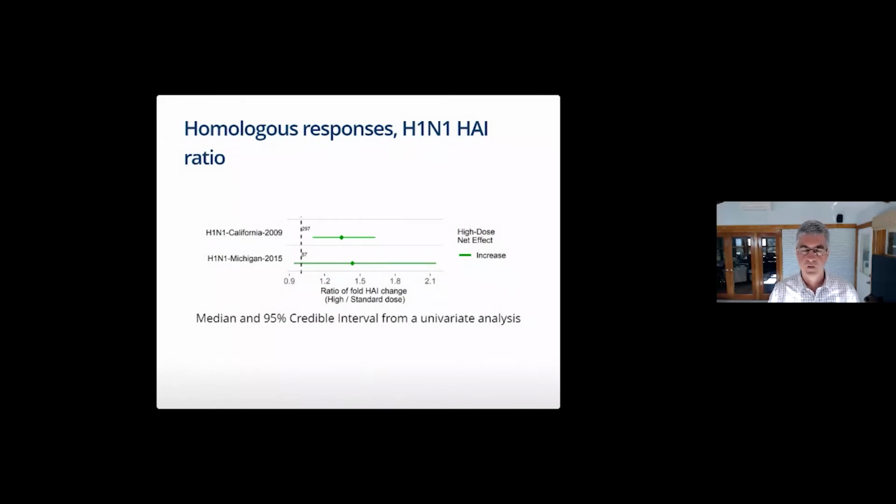So here's an example of the kind of analysis we did. During those years, there were 2 different H1N1 strains in the vaccine, the California 09 and the Michigan 15. And what you see here is the fold change for those that got the high dose and those that got the standard dose, and then the ratio of the 2. So basically, if the high dose vaccine did not induce any better immune response than the standard dose, then the ratio would be at 1. Here you see it's away from 1, so it seems to indicate that the high dose vaccine actually induced higher levels of antibodies, both for the California and Michigan.